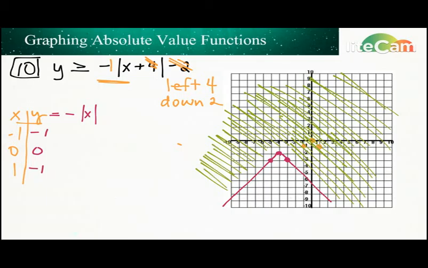I can even check 0, 0 to make sure that it's working. So 0 greater than or equal to negative absolute value of 0 plus 4, minus 2. So I'm going to say 0 is greater than or equal to negative 4, positive 4 on the absolute value, add that negative to it, makes it a negative 4, so that's a negative 6. Okay, and is that a true statement?